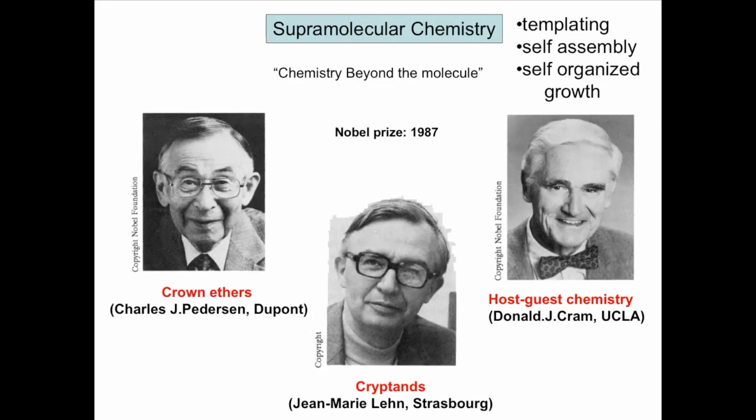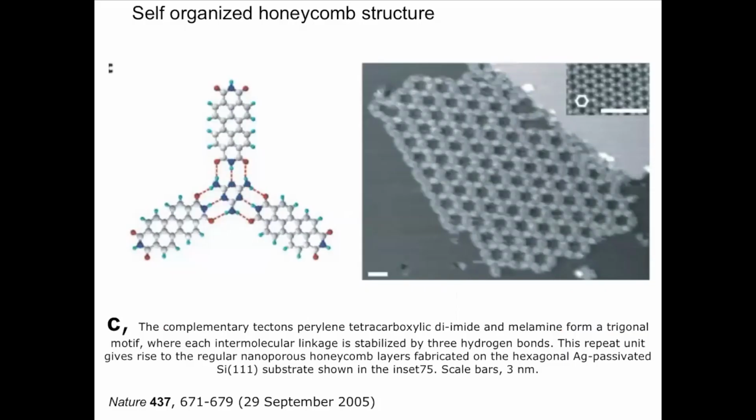If we look at supramolecular chemistry, then there are 3 important concepts that we can use. One of them is templating, the other one is self-assembly, and the last one is self-organized growth. And these are the people that invented it. An example of a supramolecular unit that then shows self-organized growth on a surface, and it makes a nanomaterial.